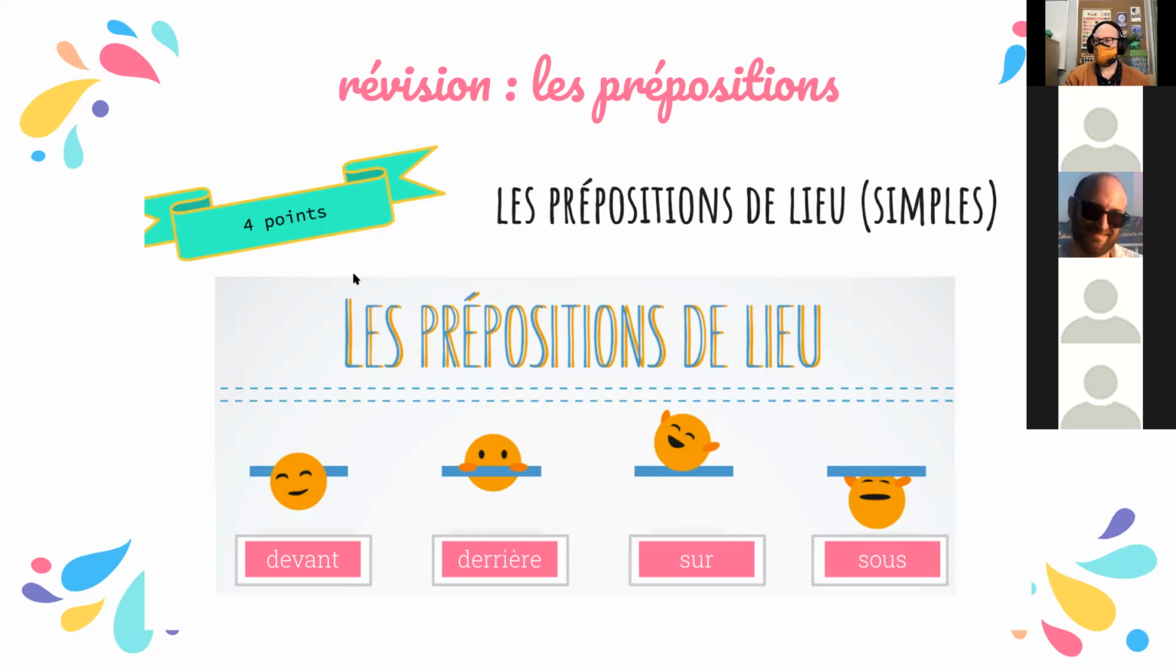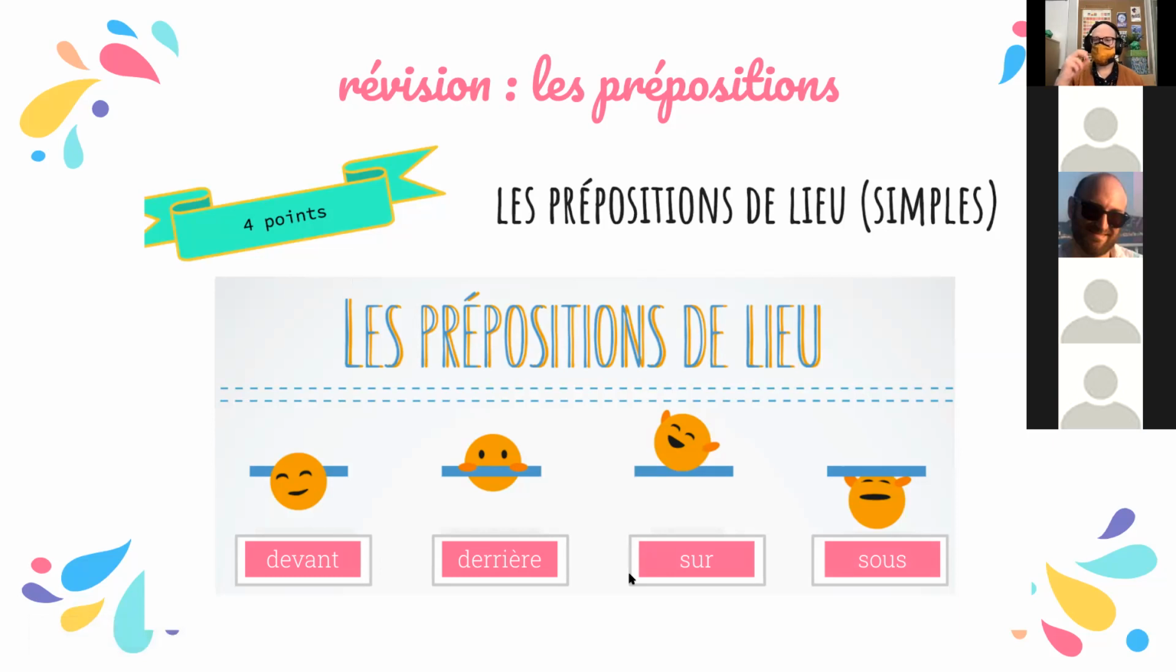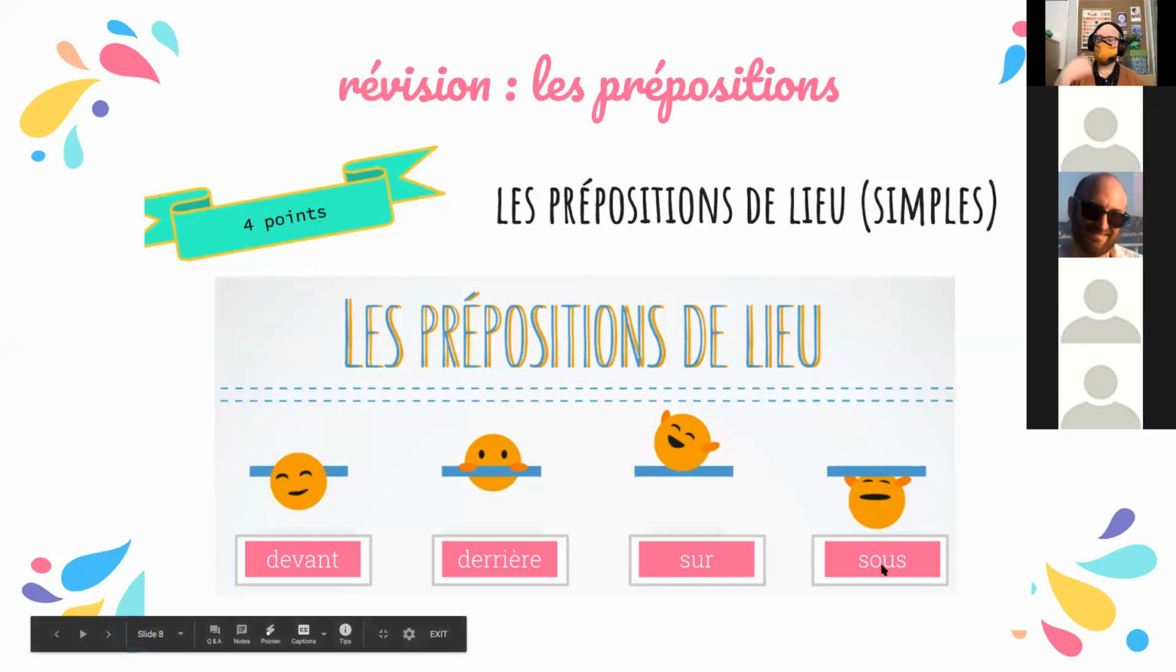So let's go together, and I'll ask you to practice at home on mute. Devant, derrière, sur, and really you can't see it because I've got masks on, but sur, you're putting your lips forward, kind of like kissy lips, okay? And then sous, you're making an O with your mouth. Sous.